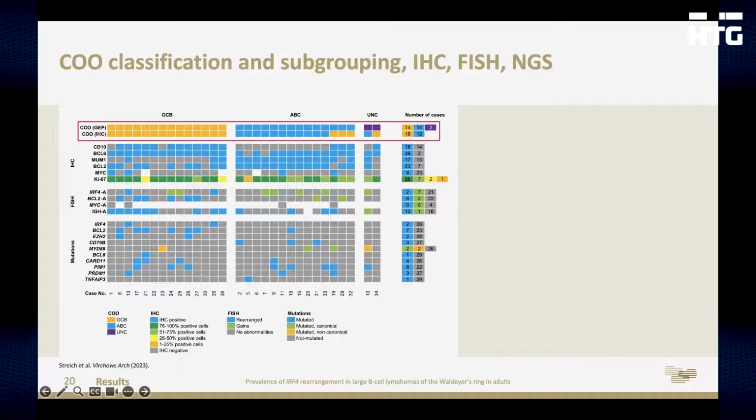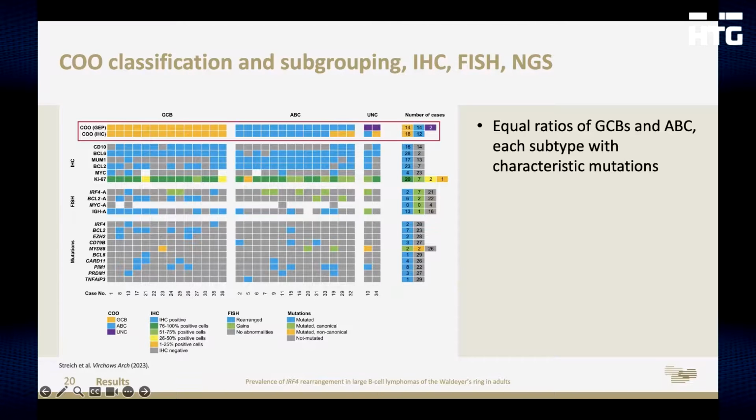Using gene expression profiling, 14 cases each were classified as GCB and ABC type, and 2 cases remained unclassifiable. Using immunohistochemistry, 18 cases were classified as GCB type, and the remaining 12 cases as non-GCB type. The overall concordance of the COO classification using gene expression profiling and IHC was 83%, and the COO classification led to a subgrouping of the cases into 3 groups.